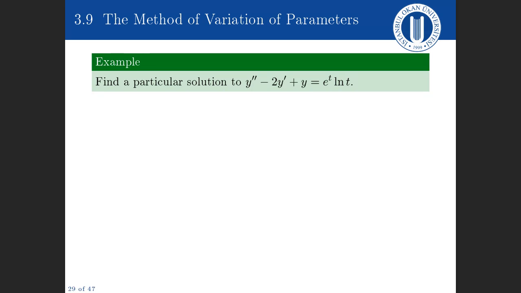Let's do another example. Find a particular solution to y double prime minus 2y prime plus y is equal to e to the power t natural logarithm of t. And again, we have something complicated here. e to the power t is a nice function. If we just had e to the power t, we would use the method of undetermined coefficients. But natural logarithm is not a nice, easy function. Natural logarithm is a complicated function. So this time, we have to use the method of variation of parameters.